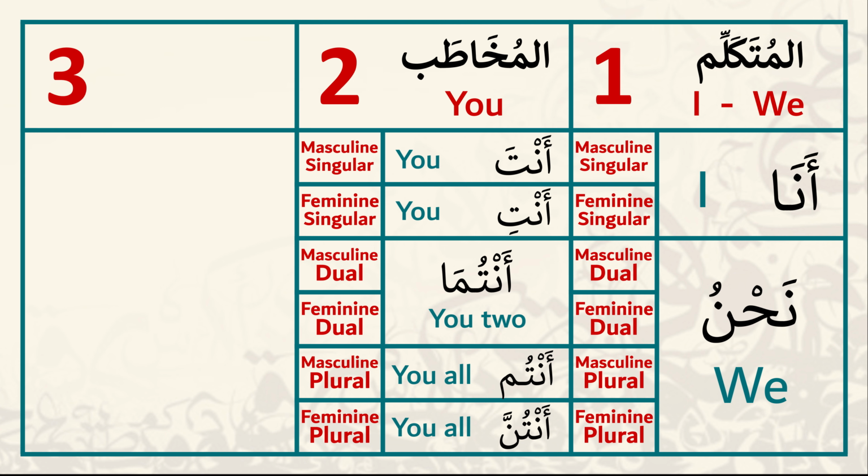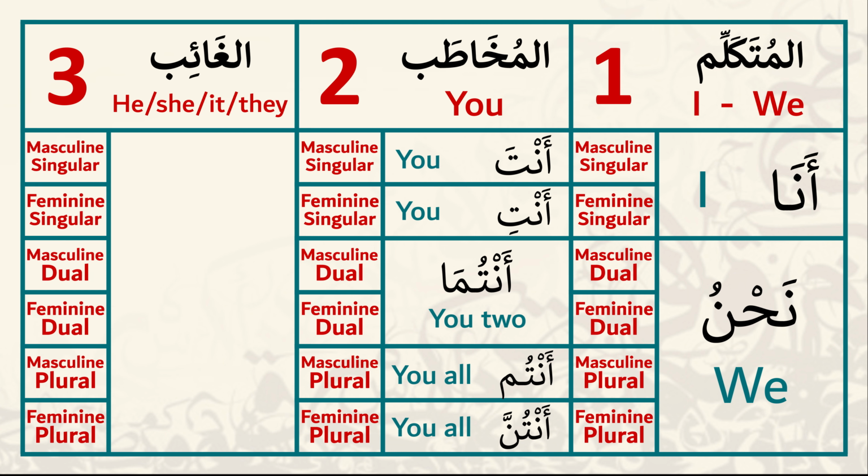Lastly, third person pronouns, the absent, الغائب. In English, we have 4 pronouns, he, she, it, and they. In Arabic, as usual, we get our 6 classifications. The first pronoun we have is هو, which means he or it. It means he if we use it for humans, and it means it if we use it for non-humans.